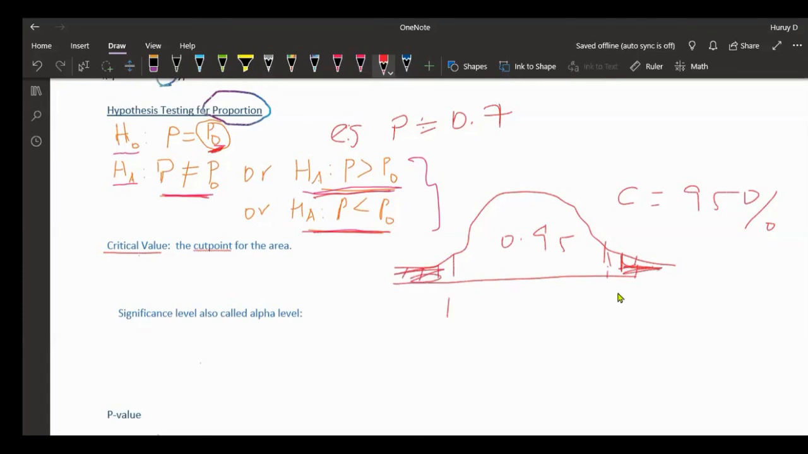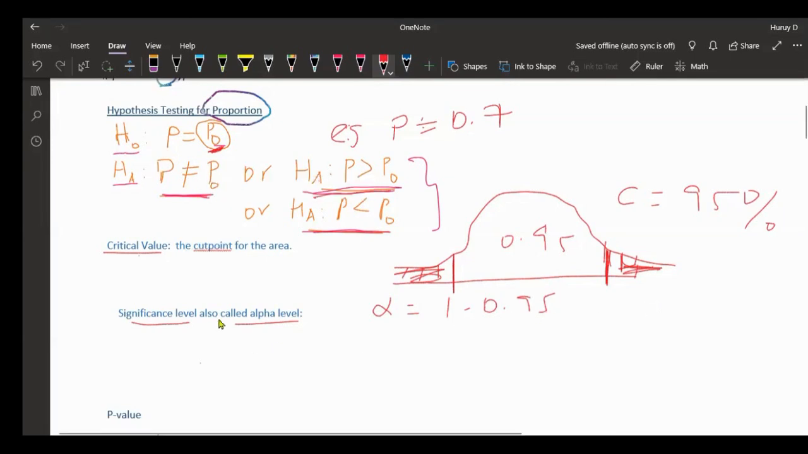So 1 minus 0.95 is what we call alpha. Okay, that's what we call alpha, or the significance level, which means this one. And the critical value is this point, these 2 points. Those are what we call the critical values. Okay, and that's why we set the cut point.